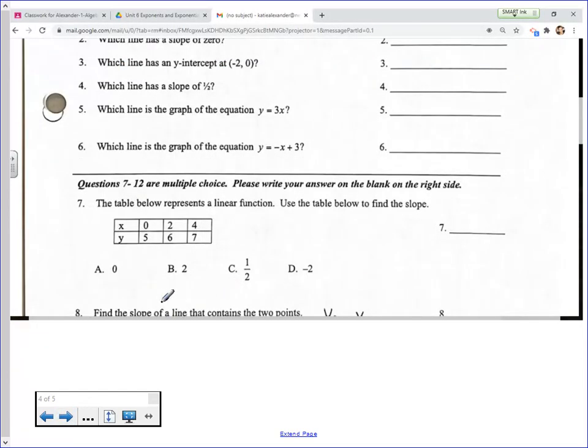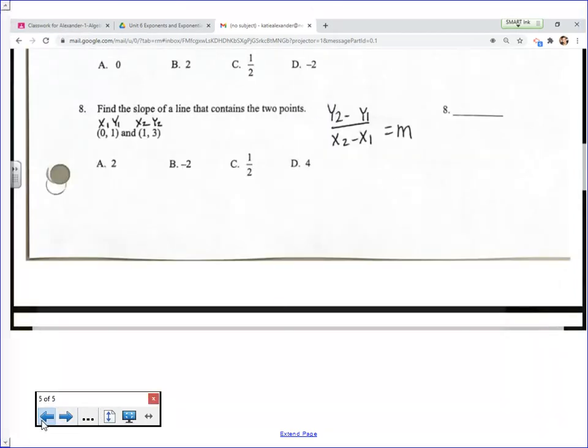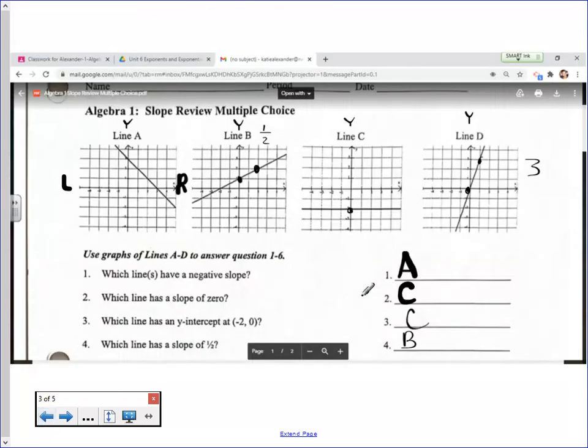Okay, which line is the graph of the equation y equals 3x? So if this is my equation, my slope is 3. We just figured out one of these has a slope of 3, and I actually just did it. Which one was it? D. Okay, I had to go up 1, 2, 3, and right 1. My slope is 3/1, which is the same thing as 3.